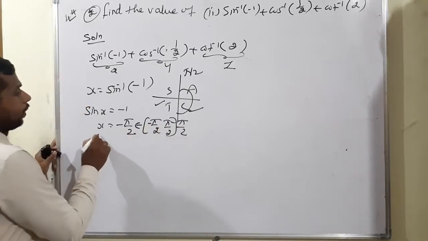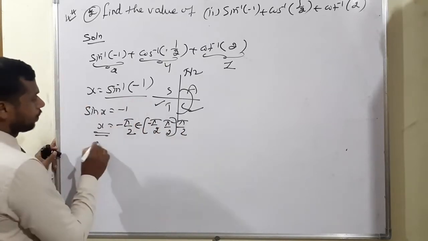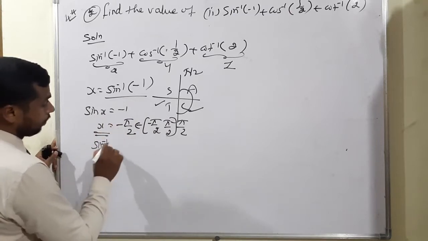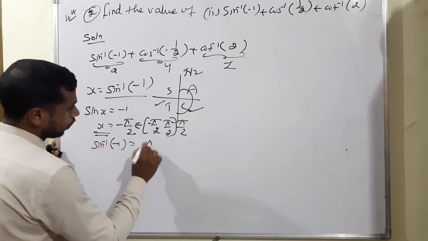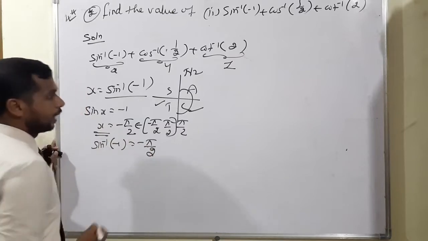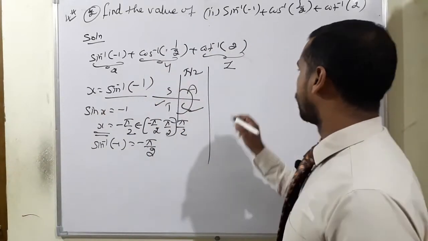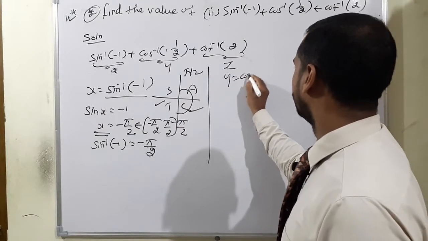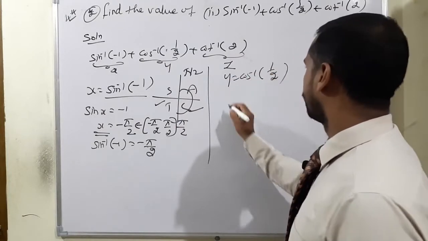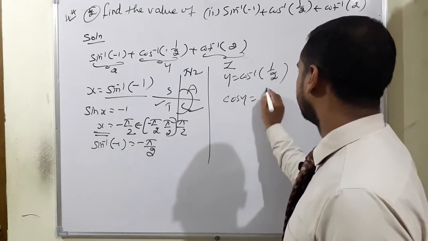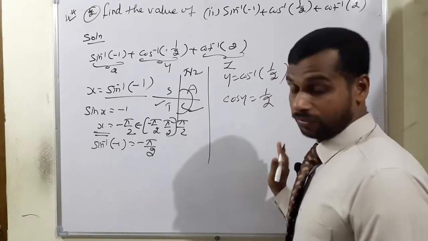Okay. Therefore, what is the meaning of x? Sin inverse of minus 1. Therefore, the first term sin inverse of minus 1 is equal to negative pi by 2. Second term, cos inverse of positive 1 by 2. Therefore y is equal to cos inverse of positive 1 by 2, which means cos y is equal to 1 by 2. Already we have a positive value.